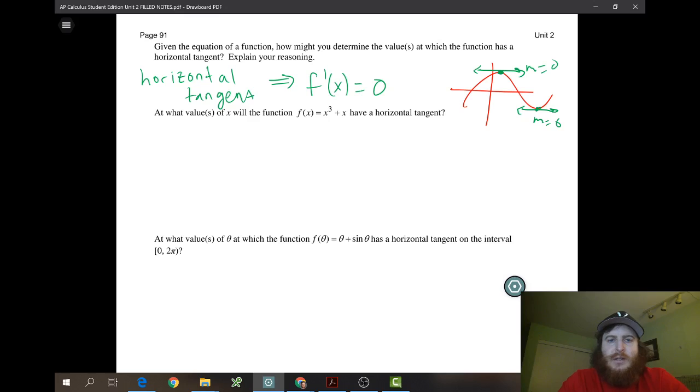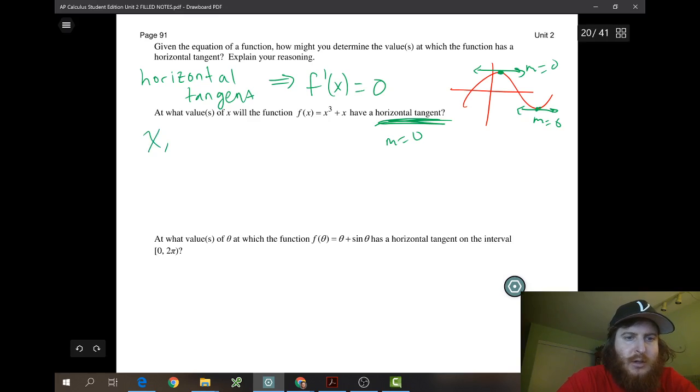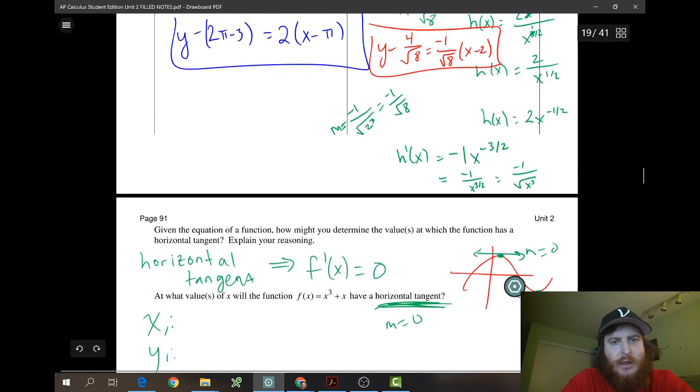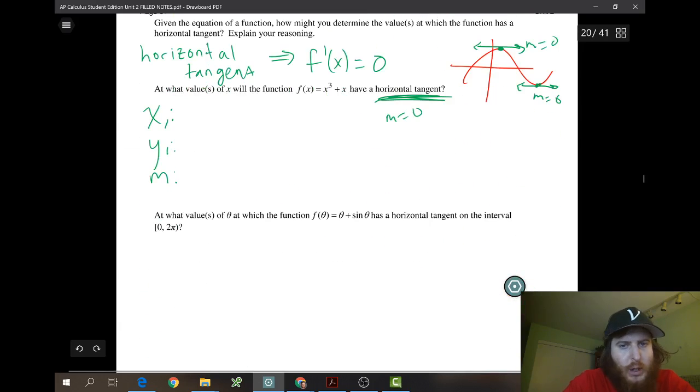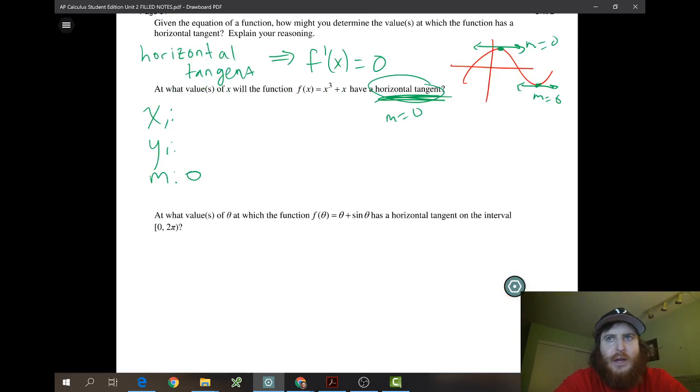So whenever something says at what values does a function have a horizontal tangent, or whenever we see a horizontal tangent, we want to be thinking that m is 0. So we're still going to do x1, y1, and m because that's our process when we see the word tangent. But instead of here, in these questions, they always gave us an x value, right? They said when x equals 2. Here, instead, we don't have an x value, but we saw the word horizontal tangent, so we know that the slope is 0. So this is going to kind of be like working backwards.